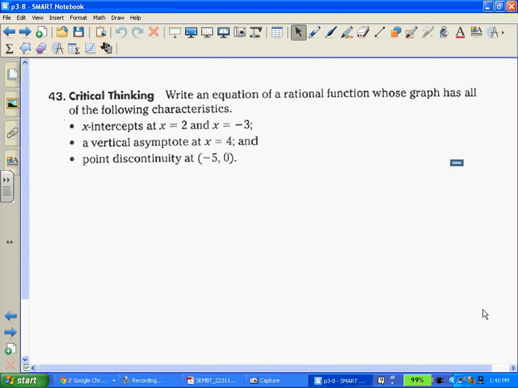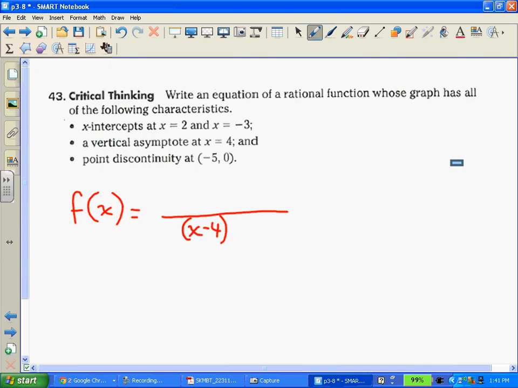A rational function, we can begin by doing this. f of x equals, and we put a fraction bar. That gives us the setup for a rational function. If it has a vertical asymptote at x equals 4, that means we have to have a 0 in the denominator when x equals 4. So we put in the factor x minus 4.